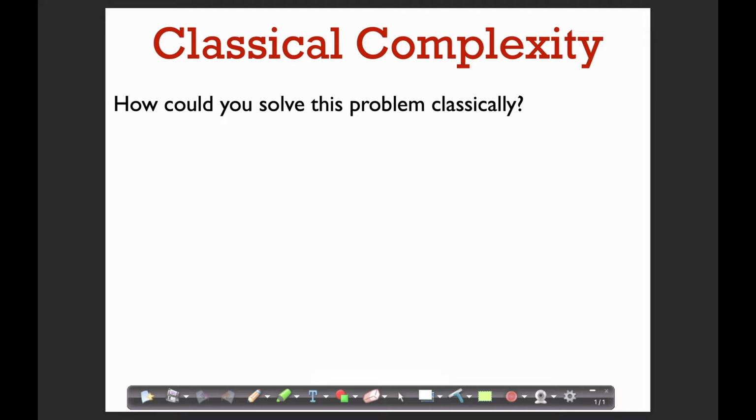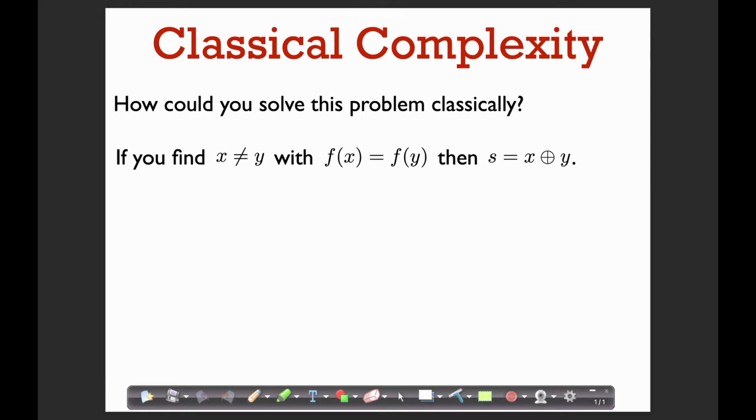Okay, I'll keep going, talking about how we might solve this problem. So the first observation is, if you find an x which is not equal to y, and such that f of x equals f of y, then you're done. Then you know what s is, because then s has to be x XOR y.